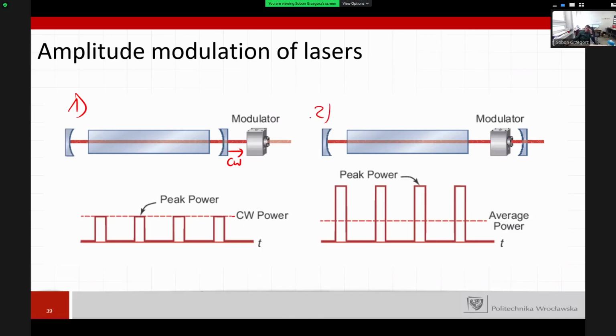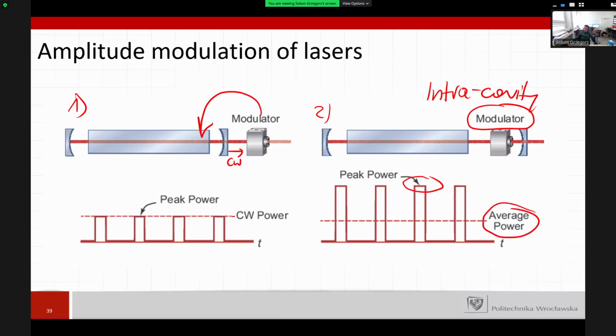But in the second case, if we move this modulator inside the resonator, which we would call intracavity because it is inside the resonator, then this completely changes the situation, because then we can have a peak power which is much higher than the average power or the CW power that would be generated from the laser.